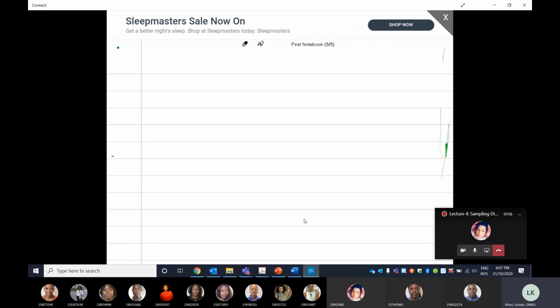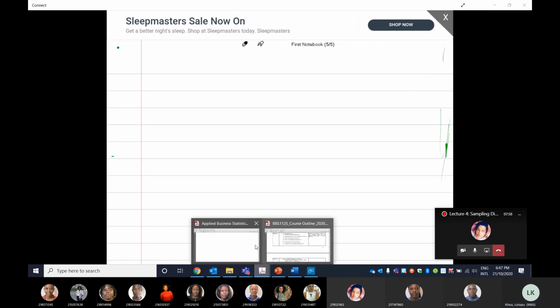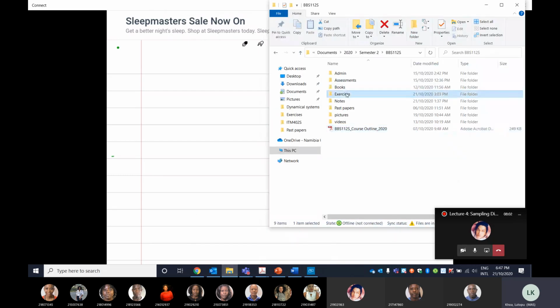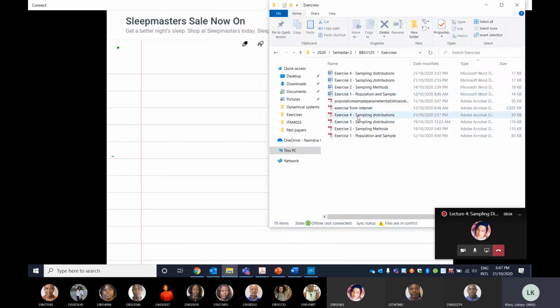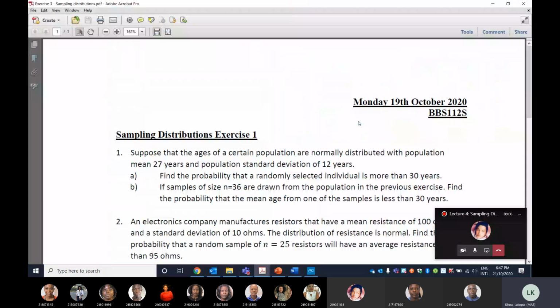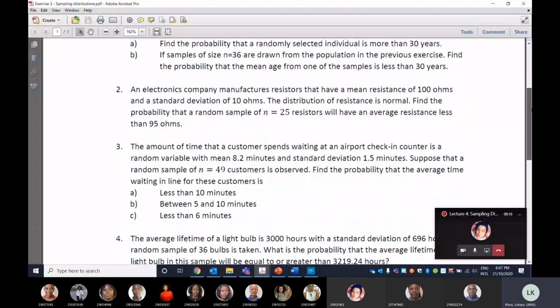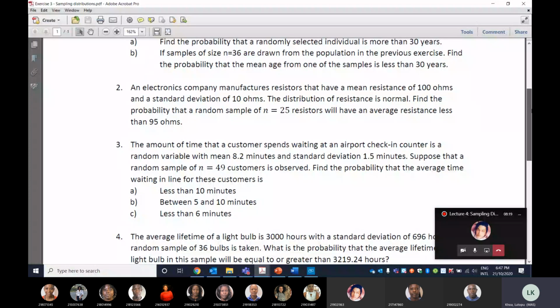So I think we did the first one. Let me just open this. We did the first exercise, and number 2. So we'll start with number 3.